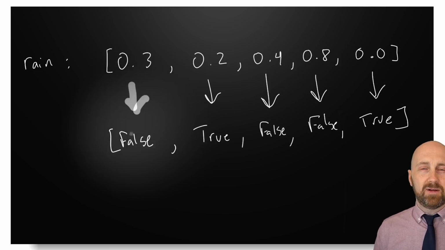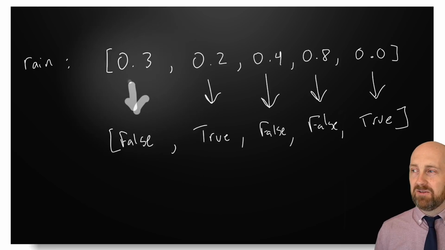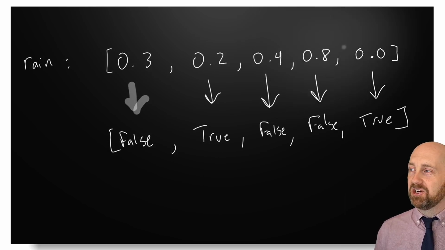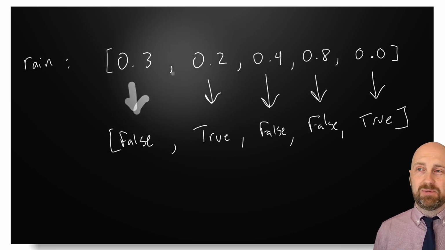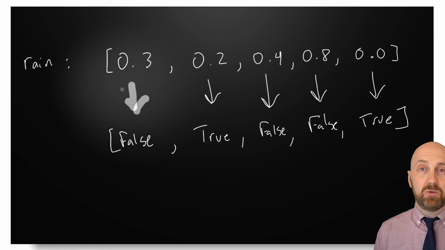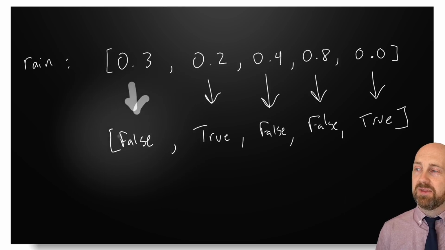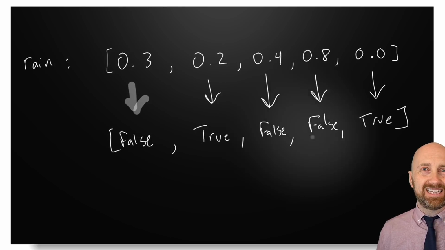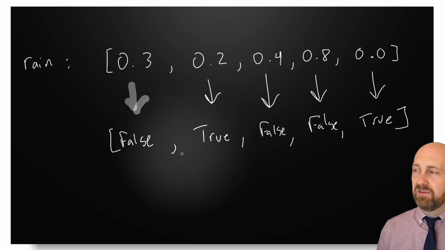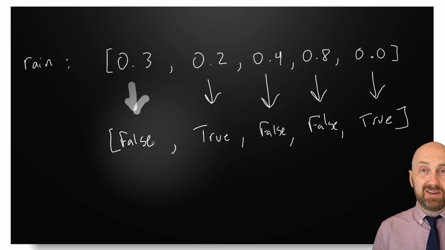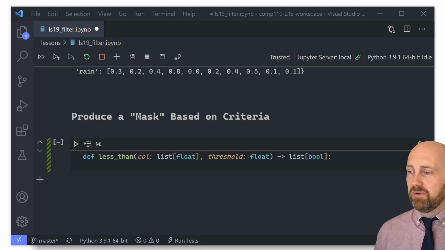So notice we're effectively creating a mapping between two lists. We're saying, for each item in some input list, we're going to test each one by one whether or not it meets the criteria of being less than whatever our parameter is, and we'll try it with 0.3. And we're going to produce a second list of Boolean values containing whether or not that given value at the same index of the column satisfied this criteria. So let's try implementing this.